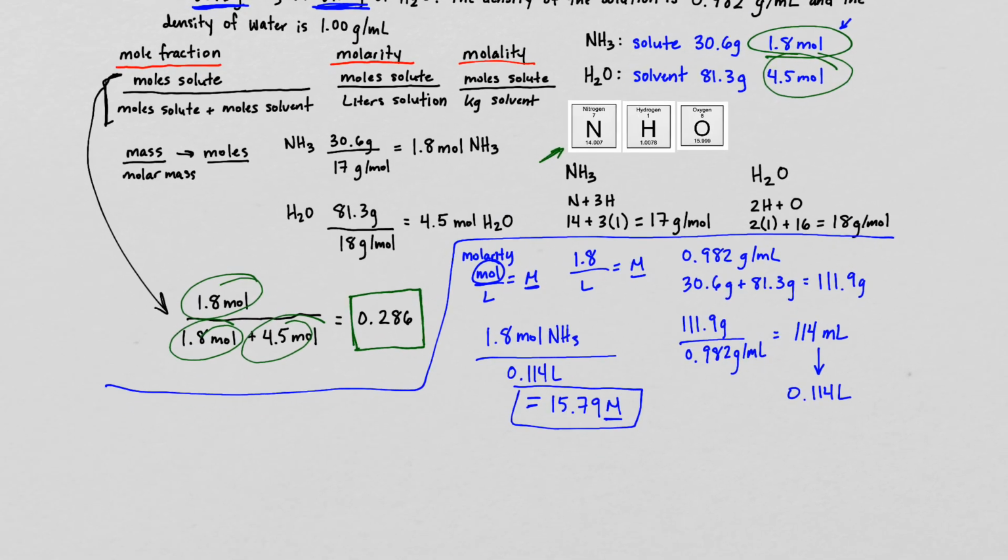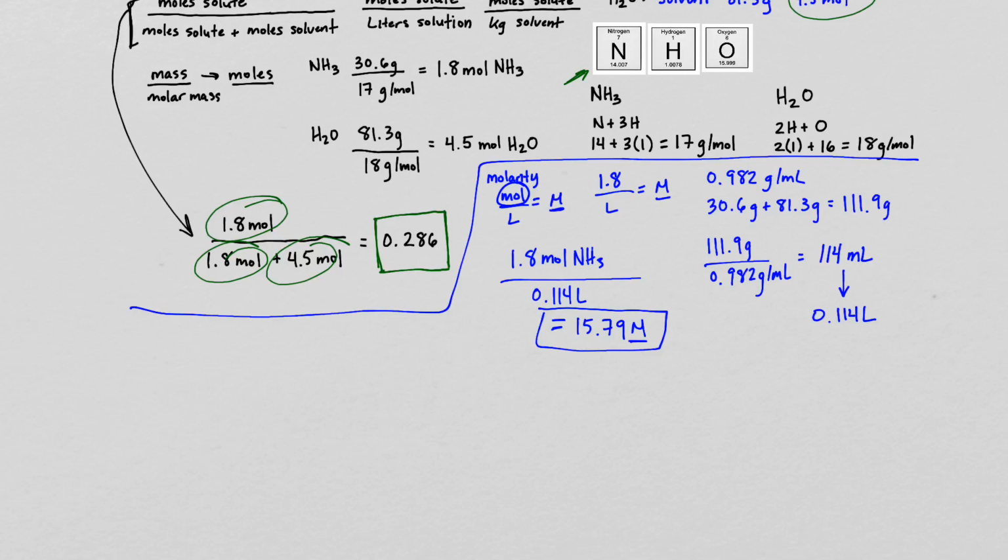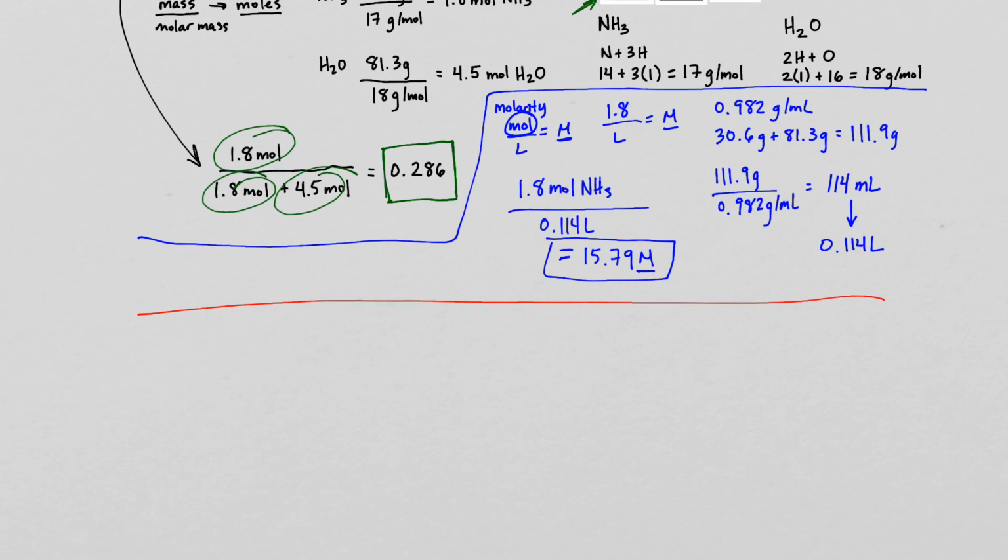Okay, the next thing I'm going to do, I'm going to scroll down a little bit, and I'm going to block this off because now we're going to be talking about the molality here. So again, molality is equal to moles of NH3, in this case our solute, divided by kilograms of H2O, basically our solvent. We know moles of NH3, this is just equal to 1.8 moles. We've had that for some time now, 1.8 moles of NH3 divided by the kilograms of solvent.